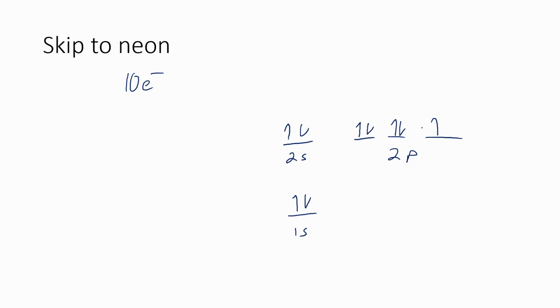Now if we skip ahead to neon and draw out the same configuration, we have 10 electrons altogether. 1, 2, 3, 4, 5, 6, 7, 8, 9, 10. Voila.